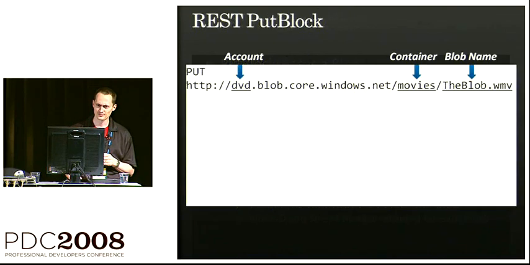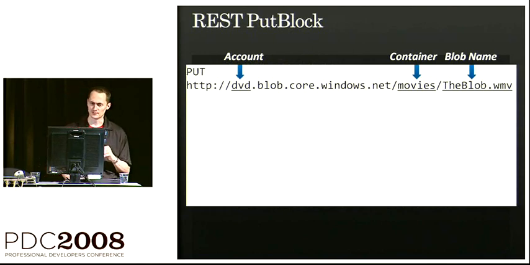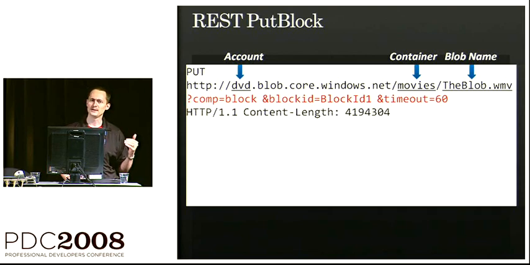Okay. Now let's go through the actual REST calls for doing a put block and put block list for the movie The Blob. So we have here our account DVD, container movies, and the blob name. When we do our put, we specify as an additional part of the URI that we're doing a put block. We specify the block ID here to be block ID 1, and a timeout of 60 seconds. We then specify our HTTP header, where the content length specifies the content length of the block in its binary form, which will be 4 megs.